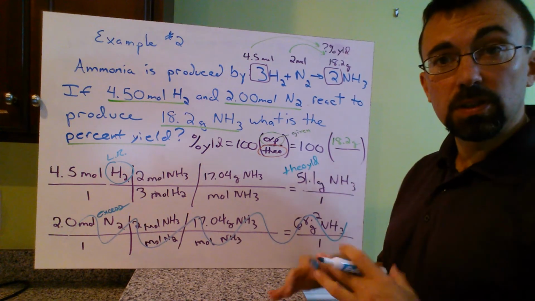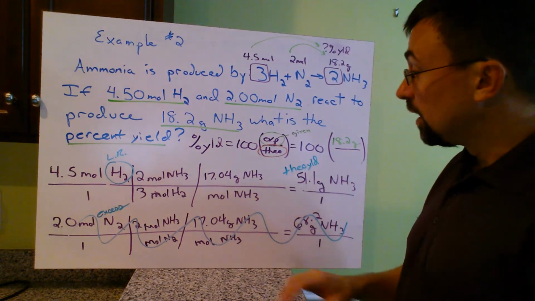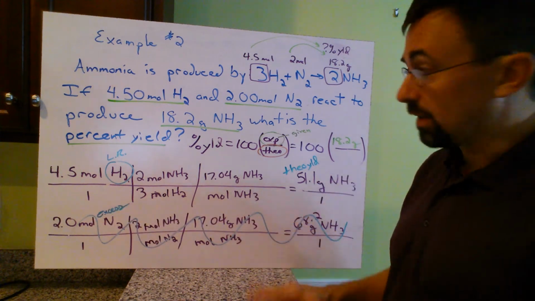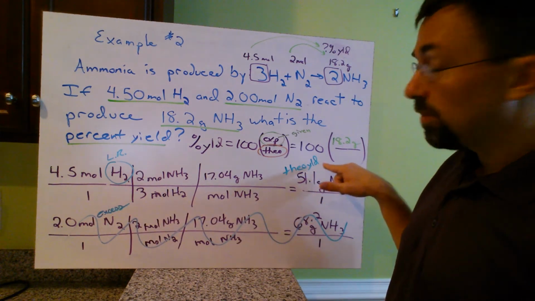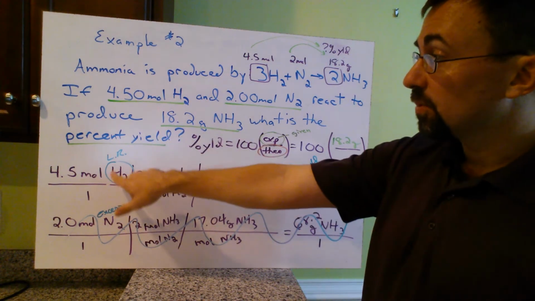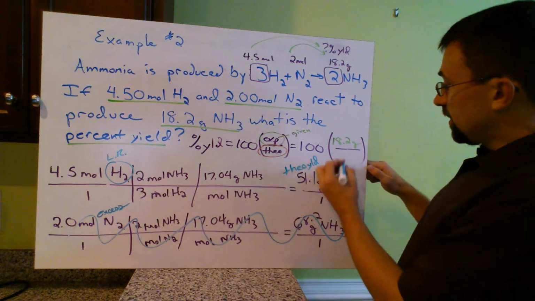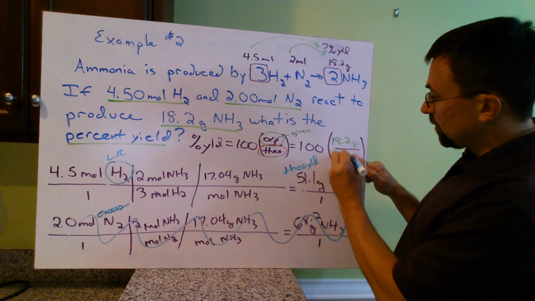So again, just to put in perspective what those numbers mean. Once we find the larger number, we can get rid of it, and that's an excess, and it really doesn't mean anything. The one that's the smaller number, that's our theoretical yield, and whatever we started with, that's our limiting reactant. Now we have that number. We just put it here, 51.1 grams.